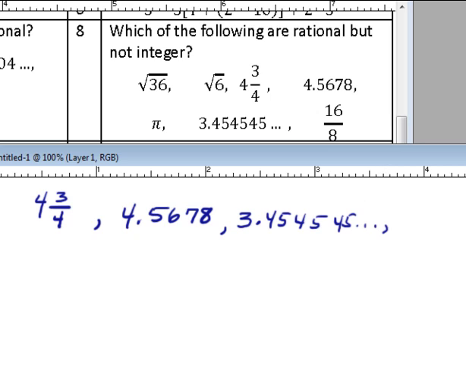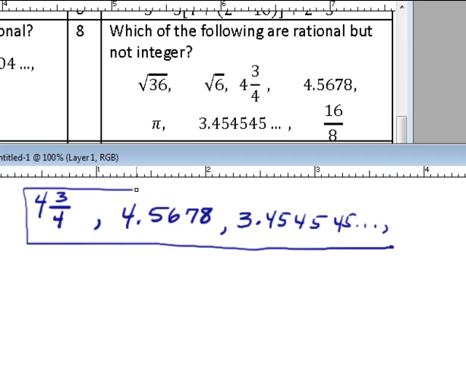And 16/8, well, that's equal to 2. That's an integer. So we only have three numbers that are rational and not integers.